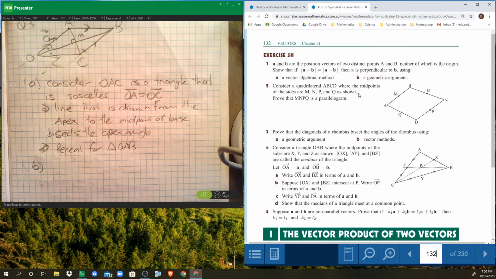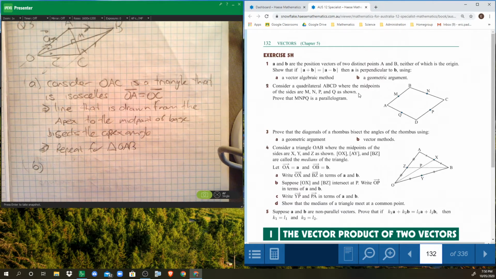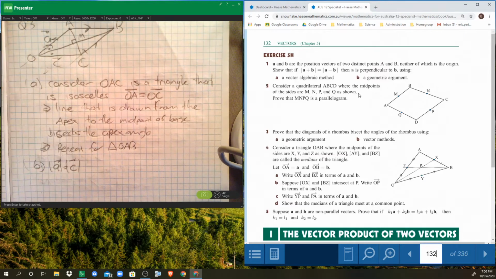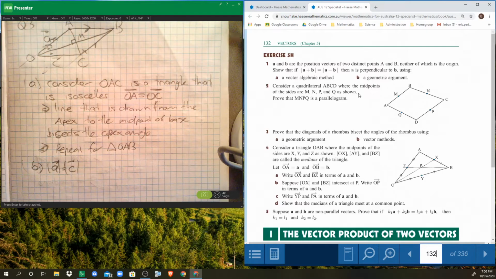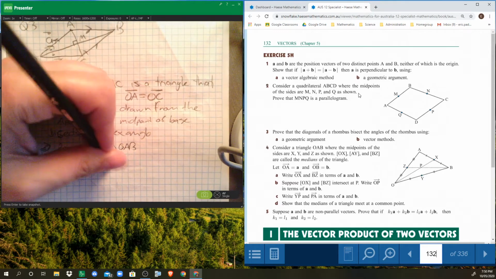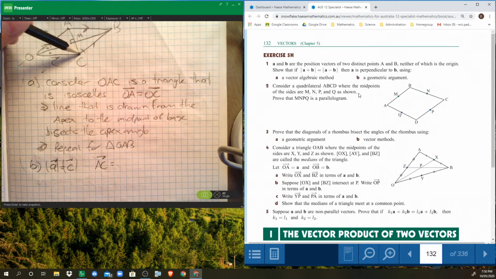Okay, so vector methods. Let's have a look at vector methods. I'll also note a couple of things. Vector A equals vector C. And AC equals, A to C is C take A.